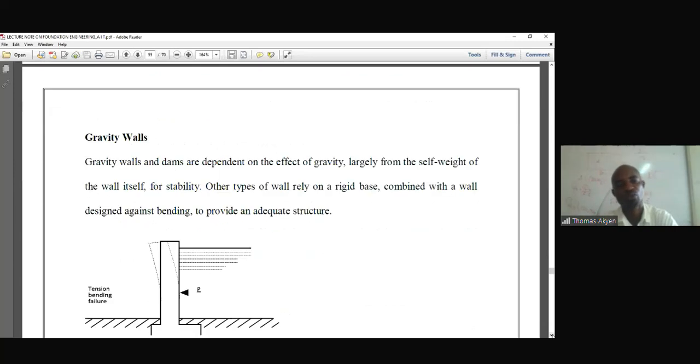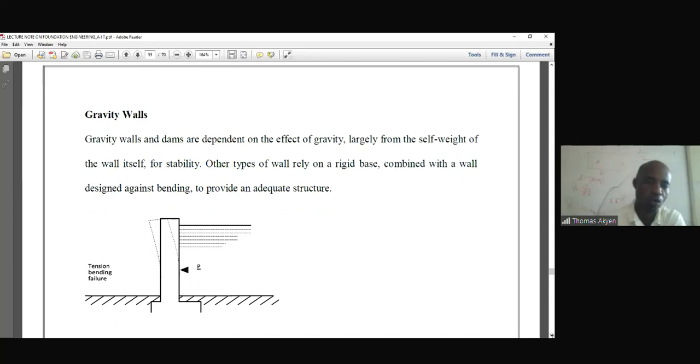Now we also come to gravity walls. Gravity walls and dams are dependent on the effect of gravity, largely from the self-weight of the wall itself, for stability. Other types of wall rely on a rigid base combined with a wall designed against bending to provide an adequate structure.